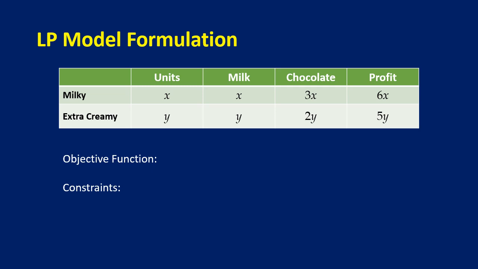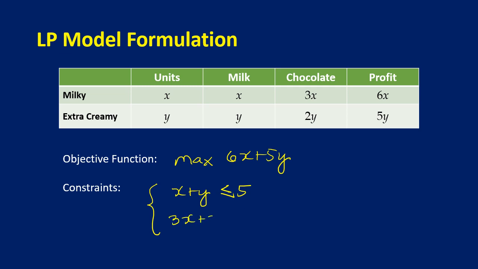Let me just rewrite it here. Our objective function is maximize 6x plus 5y with the following constraints. X plus y is less than or equal to 5. 3x plus 2y is less than or equal to 12. And both x and y should be greater than or equal to 0.